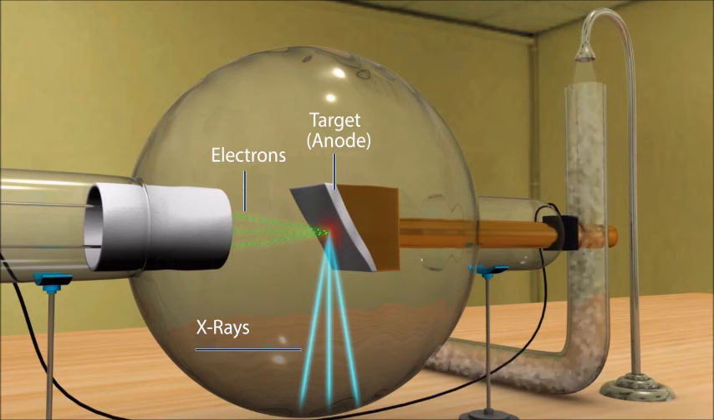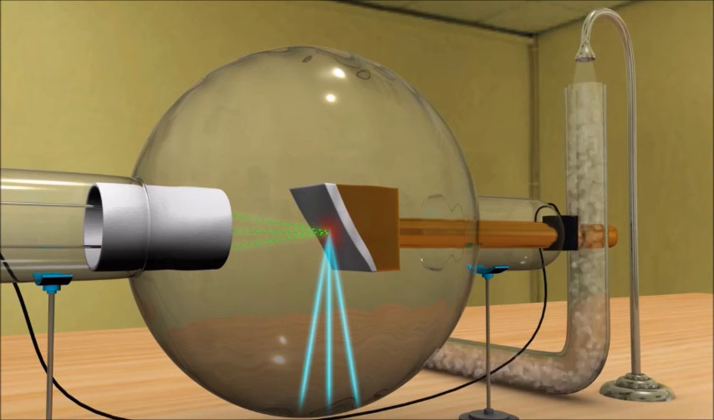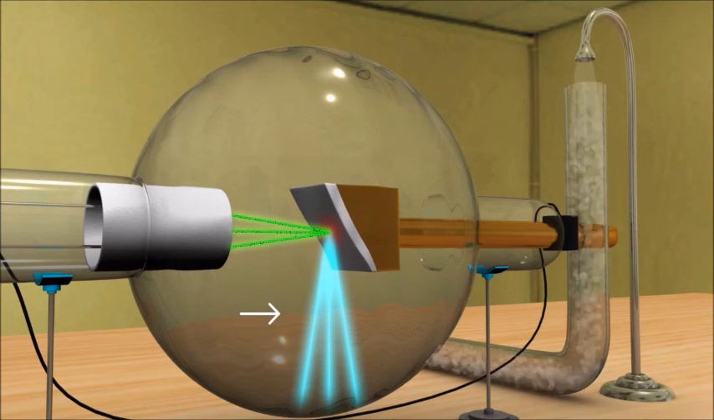The intensity of the X-rays depends on the number of electrons striking the metal target. So, if we can increase the rate of electrons emitted by the filament by increasing the current flowing through the filament, then we can increase the intensity of the X-rays.